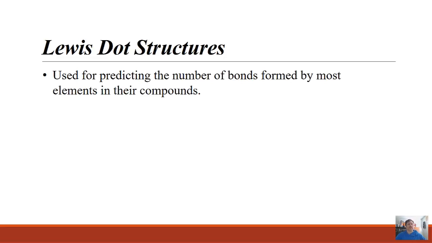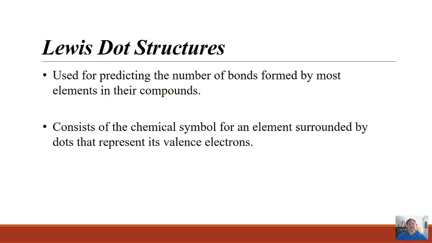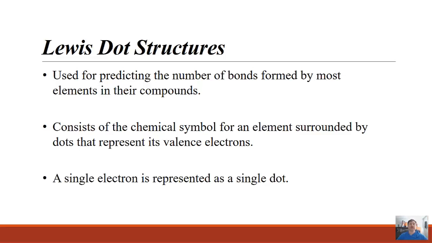So we can use these Lewis dot structures to predict the number of bonds formed by most elements in their compound. Now, there are some exceptions to what we're going to talk about, and honestly, I am not going to go into those exceptions. When you get into college, they'll definitely talk about some of these exceptions, but we're not going to worry about those. We're going to stick to the straightforward ones. When we draw these Lewis dot structures, they're going to consist of the chemical symbol for an element surrounded by dots, and each dot is going to represent the number of valence electrons from 1 to 8. Each electron we represent by a single dot.